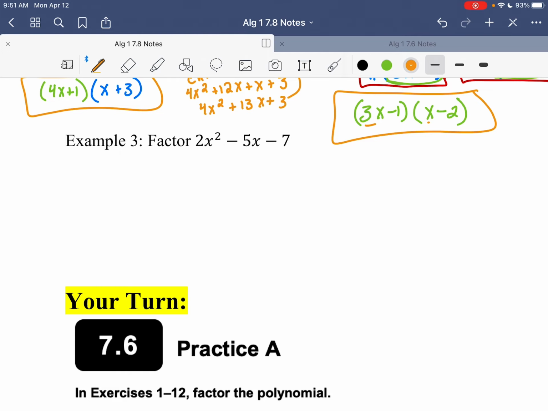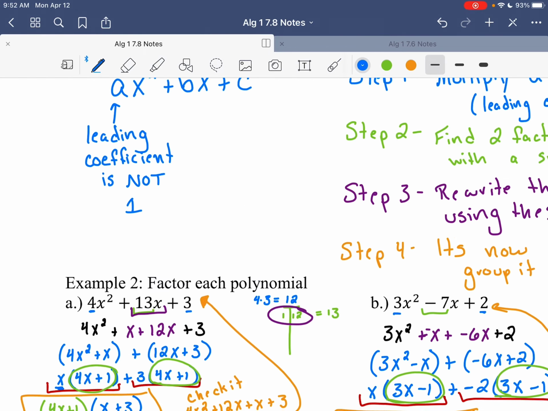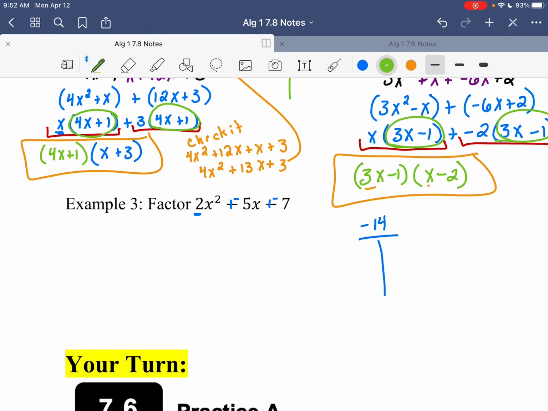All right, again, step 1, multiply the a and the c. A is 2, c is negative 7. First thing, I'm going to rewrite these as plus a negative 7, and a negative 5. 2 times negative 7 is negative 14. So step 2, I want to multiply to get negative 14 and add to get negative 5. I want to add to get negative 5.